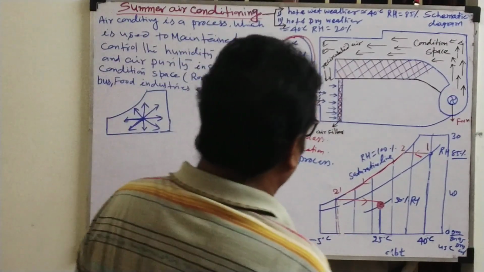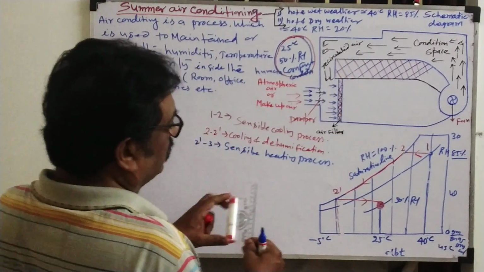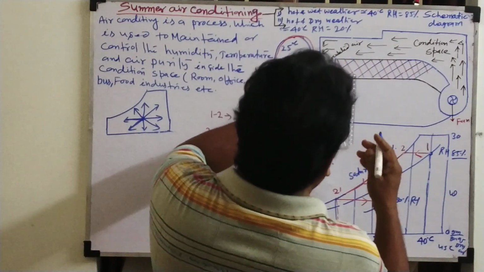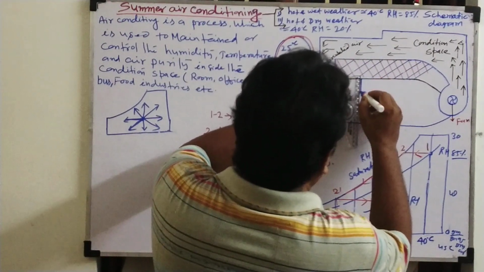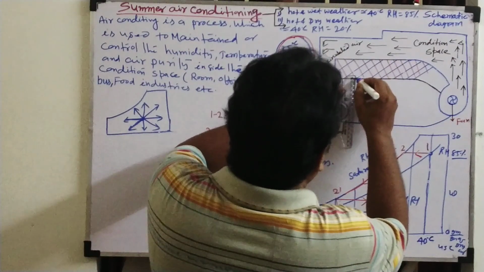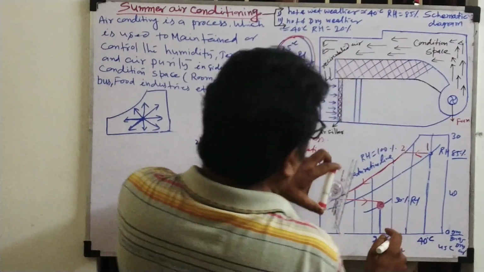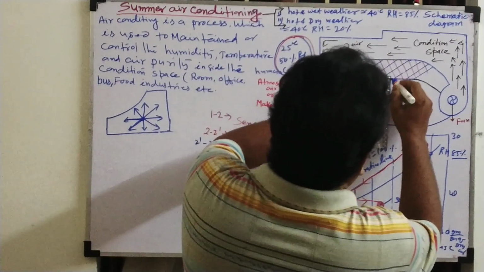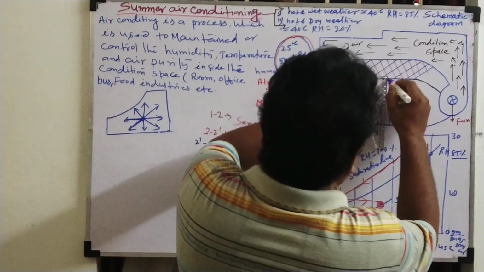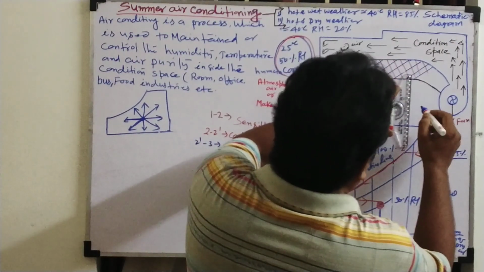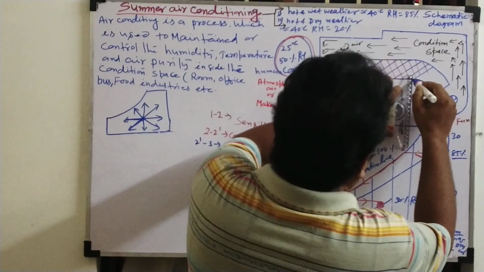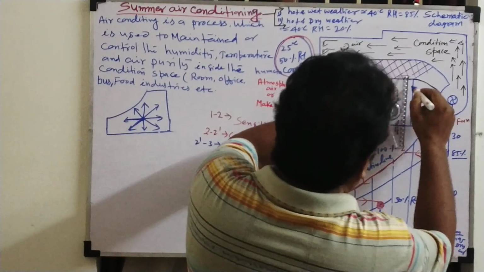Now how to design in this schematic diagram? You see here, this is the format I already told you. Three coils we have to design here. The first coil is the sensible cooling process, so for the first coil I draw the sensible cooling process. Second is cooling and humidifier. Third process is the heating coil.